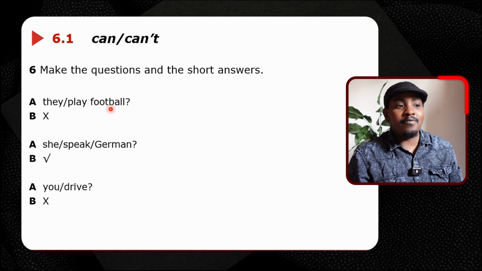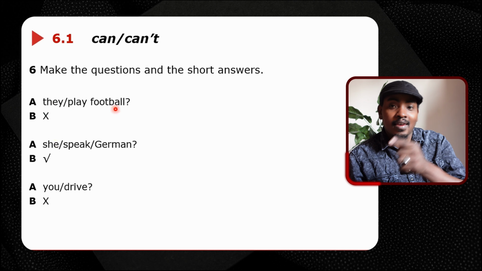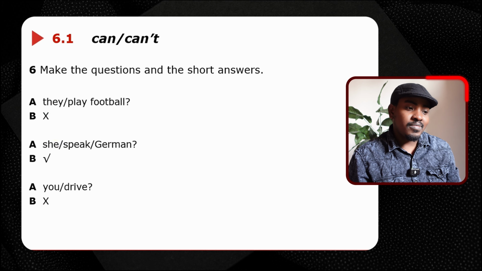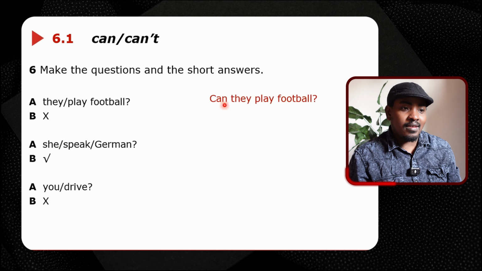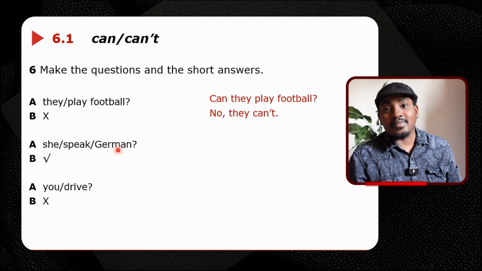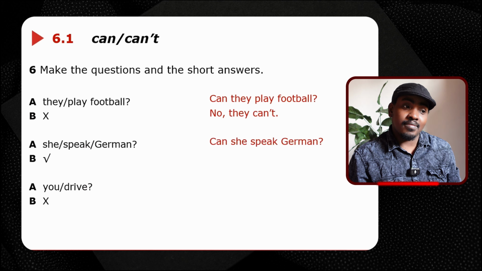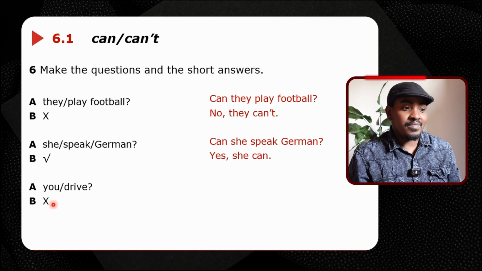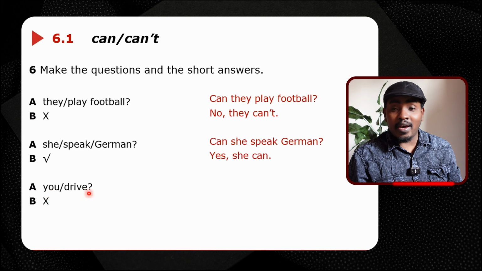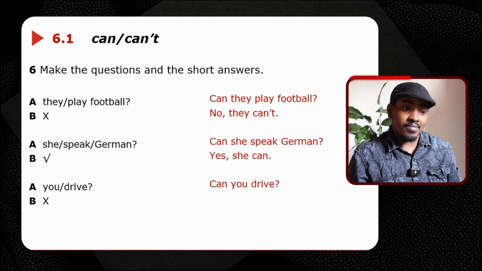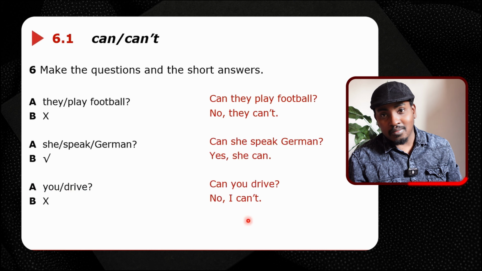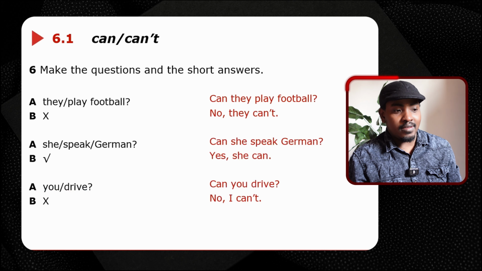So, they play football. Can they play football? So, can they play football? No, they can't. Next, she speak German. Can she speak German? Maybe yes. Yes, she can. Okay. Can you drive? Maybe you say, no, I can't.